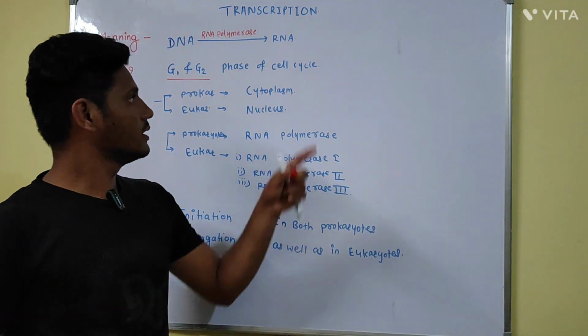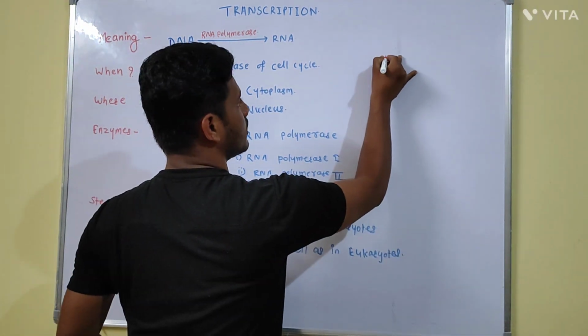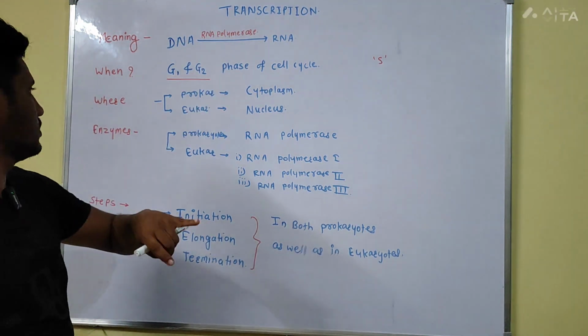When the transcription process takes place, it takes place in the G1 and G2 phase of the cell cycle. Replication takes place in the S phase of the cell cycle, while the transcription process takes place in the G1 and G2 phase of the cell cycle.